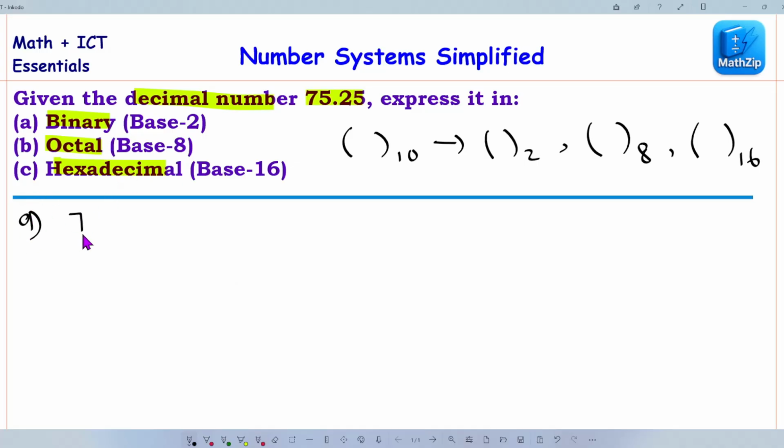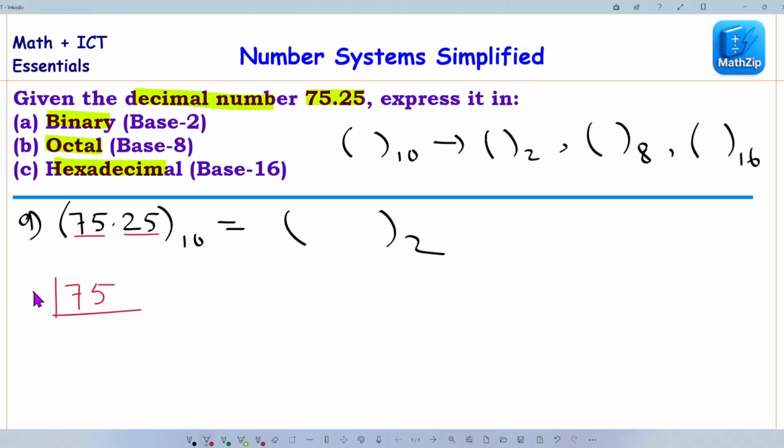It means 75.25, this decimal number equals to binary, we will convert. So here are two parts. Before the decimal point it will be an integer, and this is the fraction. So first we will convert this integer 75. We will divide by 2 because we are converting to binary.